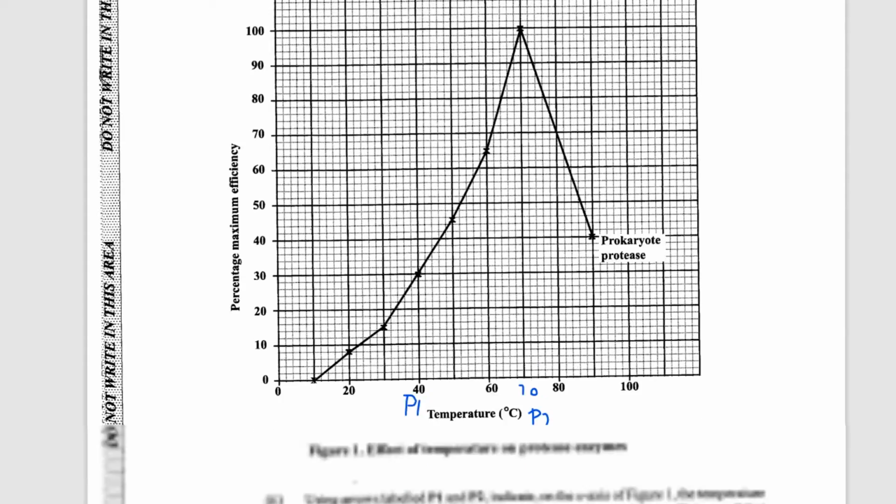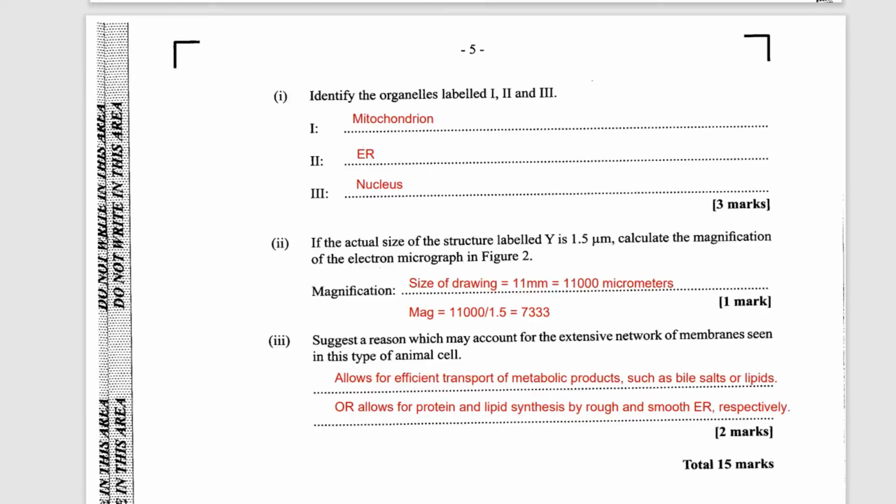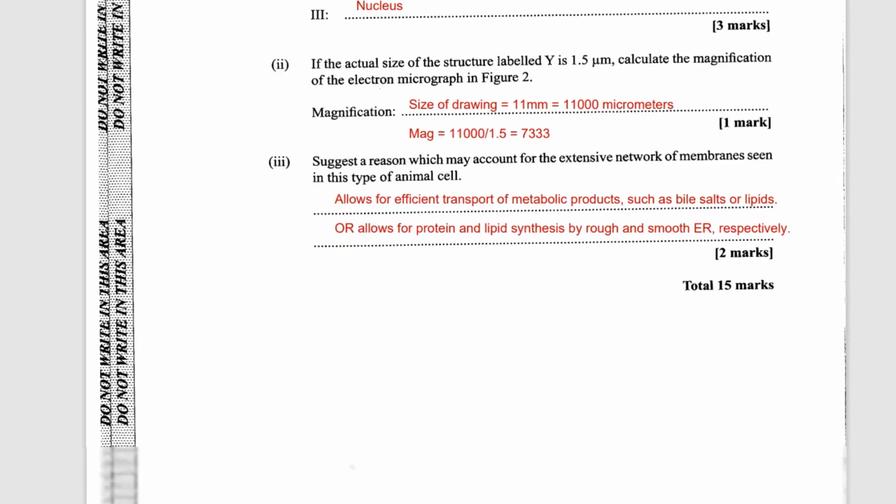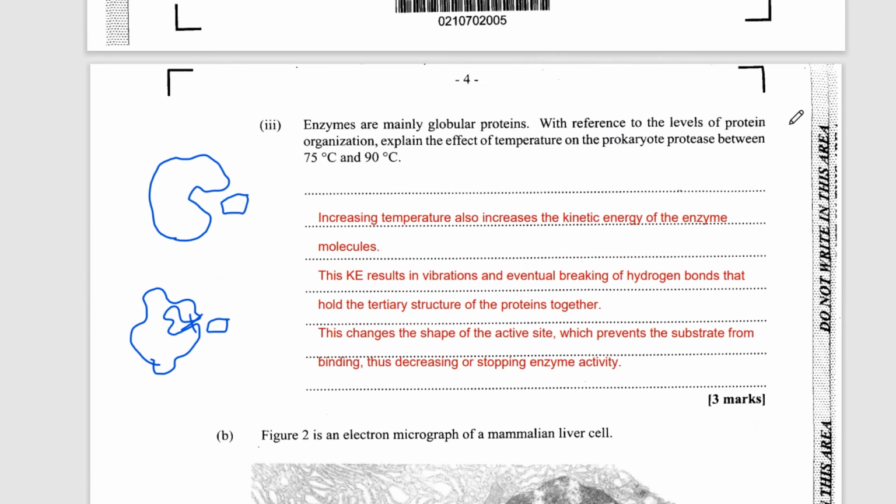So why does the maximum efficiency of the enzyme decrease? Well, this is what we have to understand here. On a molecular level, if you increase the temperature of those molecules, they're going to gain kinetic energy. What happens when something gains kinetic energy? They're going to start vibrating. And when they vibrate more and more, well, they vibrated before, but they'll vibrate more.